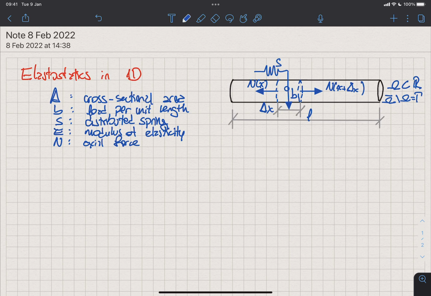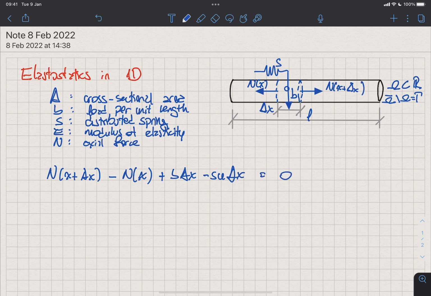We also see that we have the body force, so N was the only one remaining. So now we're doing equilibrium of that infinitesimal element. This is our equilibrium: the sum of forces in the x direction equals 0.